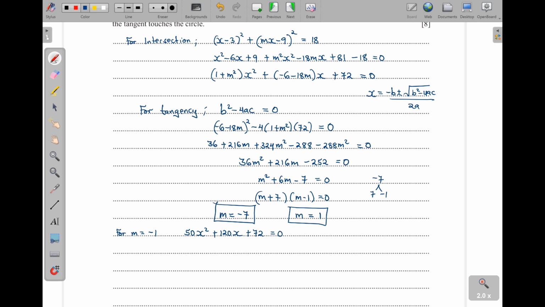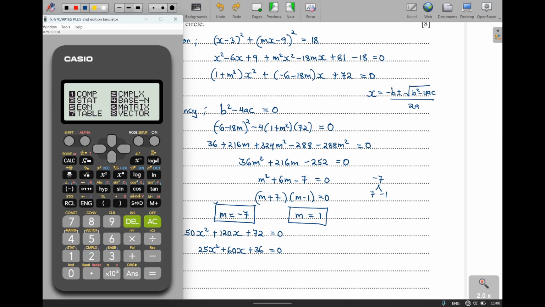Even this one, I can simplify it. So suppose maybe I divide all through by 2. This will be 25x squared, then plus 60 of x, and then plus 36, which is equal to 0. I can use a calculator to solve this one. So I will say mode, then equation, 5, then we go to 3, which is the quadratic, 25, then 60, then 36. This one will give us negative 6 over 5.